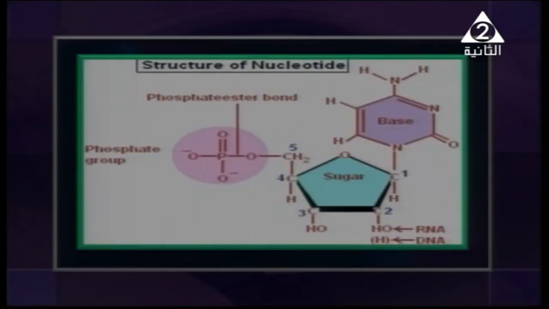And this figure represents the structure of a nucleotide. As you see, it consists of a pentose sugar that has 5 carbon atoms, 1, 2, 3, 4, 5, and a phosphate group that is connected to the carbon atom number 5, and a nitrogenous base that is connected to the carbon atom number 1.